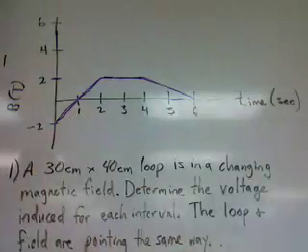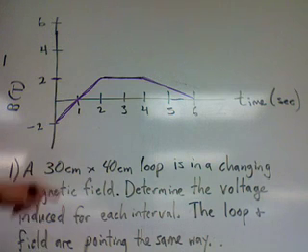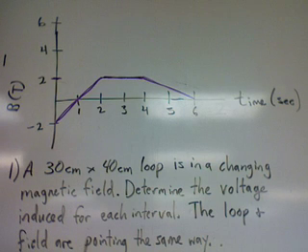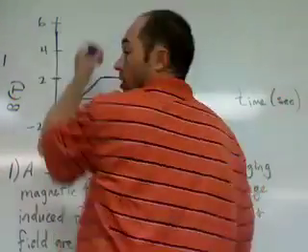We have a graph here, magnetic field measured in Teslas, time measured in seconds. And we have a 30 centimeter by 40 centimeter loop. It's in the changing magnetic field. We want to determine the voltage induced for each interval. And just so we know, the loop and the field are always pointing the same direction. So you should be thinking about Faraday's law with this.